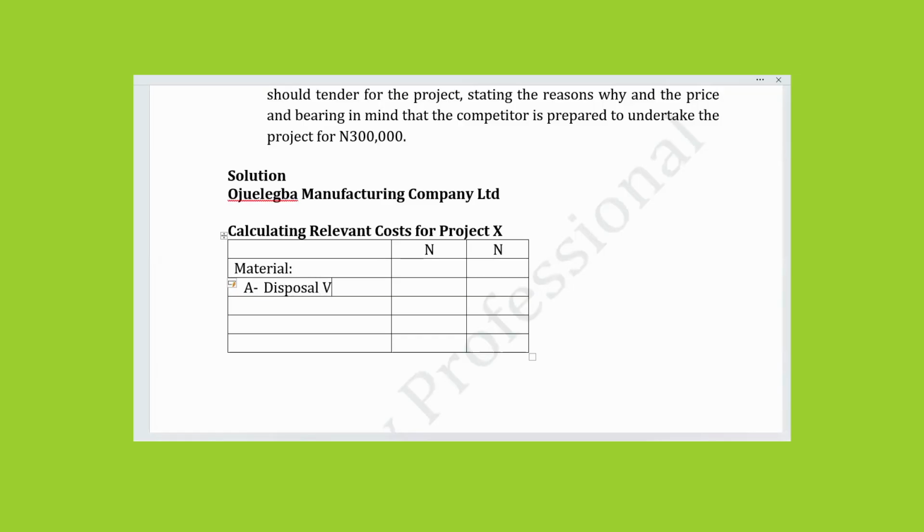We may not be able to finish this question today, but we should be able to do the calculation. Like I said, disposal value will represent a saving. Therefore, you put it in brackets, because what we want to determine is relevant cost. If you don't put the disposal value of 17,500 in brackets, you are treating it as a cost. To treat it as a saving, you have to put it in brackets.